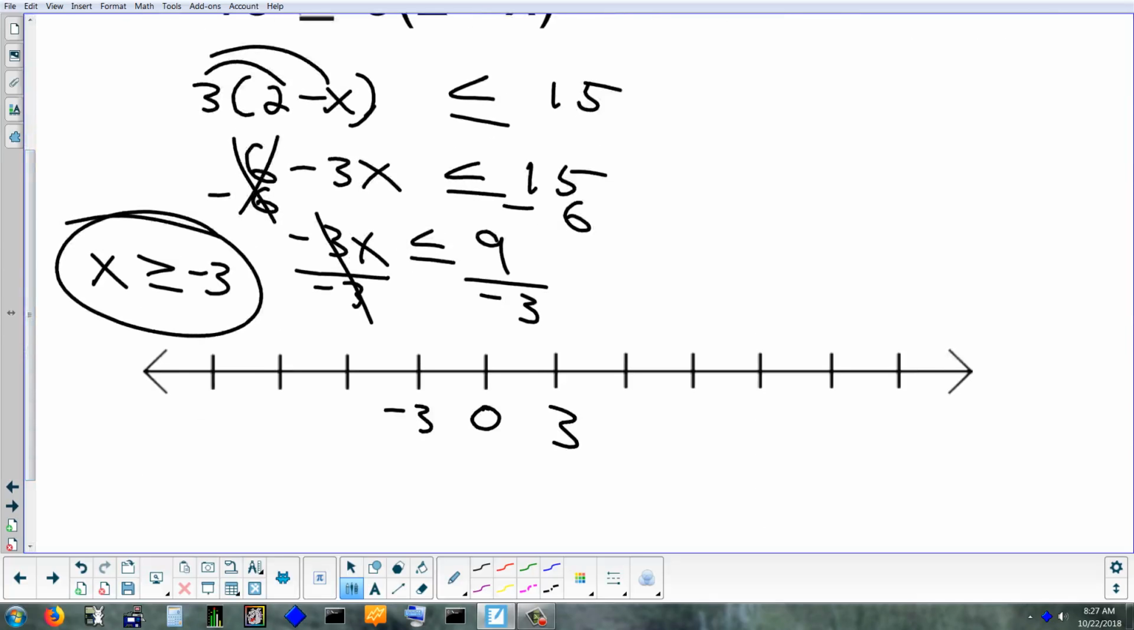All right. How about Laurel? What kind of circle this time? Open or closed? Closed. And where would you put it? On negative 3. So there's my closed circle. And because we set this up so the variable is on the side that we want, the inequality tells us which way to shade, so we're going to shade to the right. And that's it. Any questions on it?